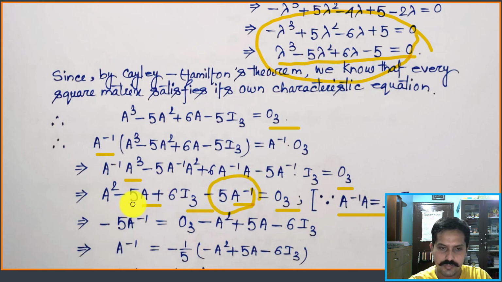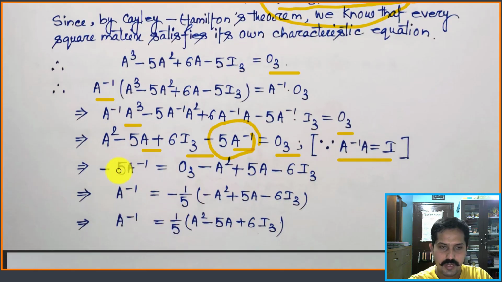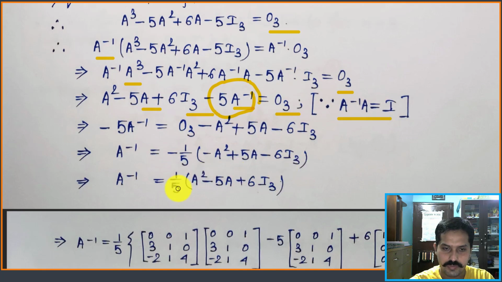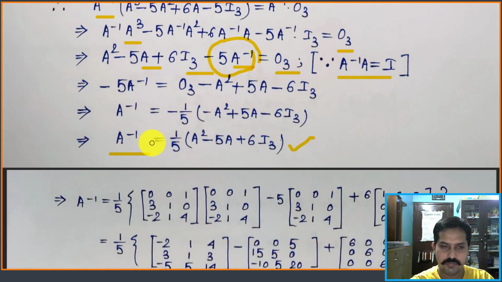Now taking this on one side and transposing all the remaining, we'll have minus 5A inverse equals 0 minus A square plus 5A minus 6I3. That is, A inverse is minus 1 by 5 within brackets, minus A square plus 5A minus 6I3. Then just taking minus common, or multiplying with the inner terms, we will get 1 by 5 times (A square minus 5A plus 6I3). So this is our A inverse. Now we have to put the values of A square, A and I3 and then do the simplification, then we'll get A inverse. How?